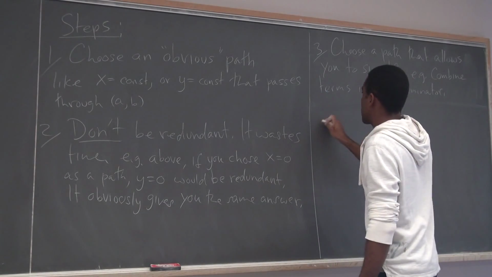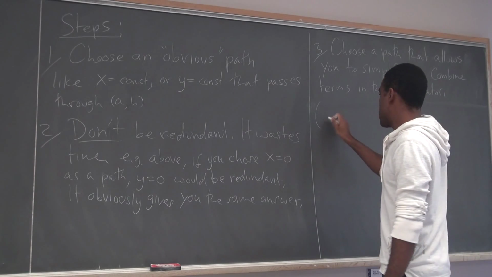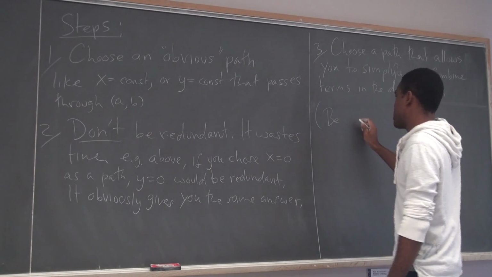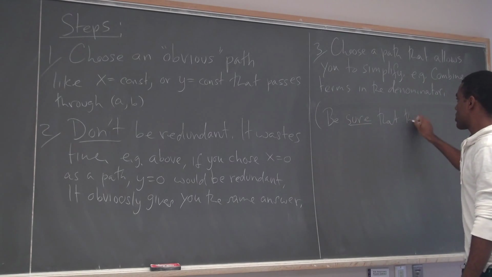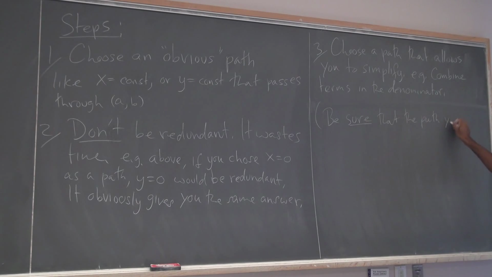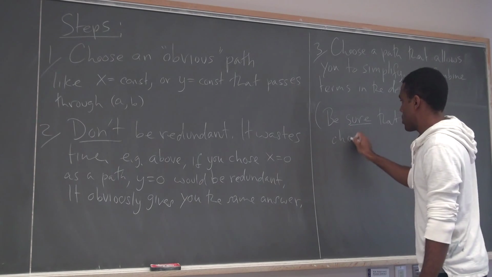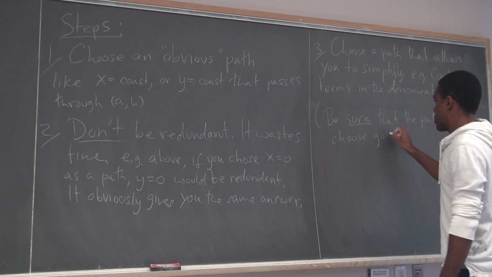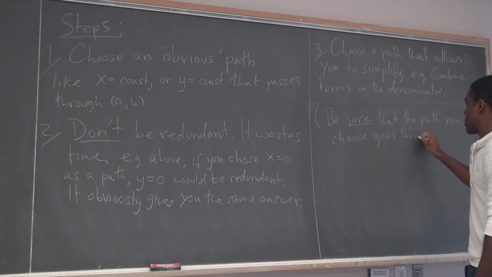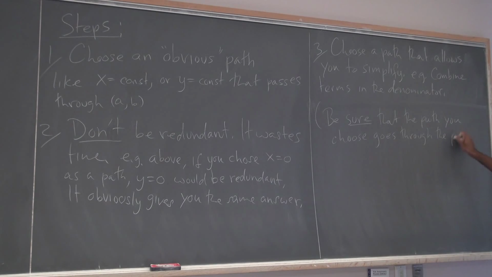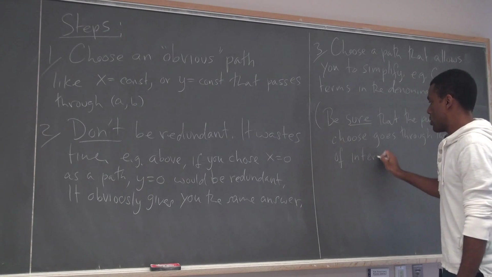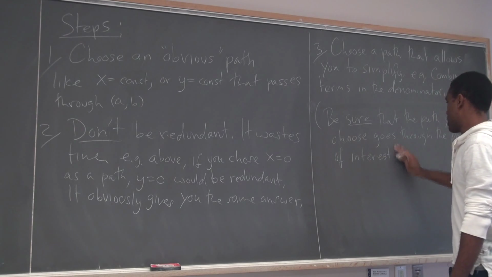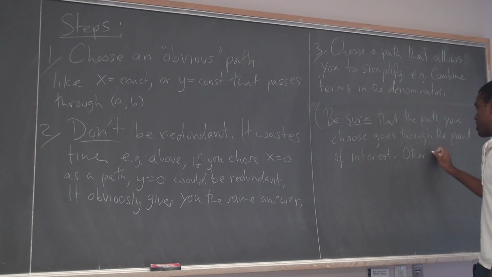One thing to make sure, no one mentioned this, but I have heard it mentioned before. Be sure that the path you choose goes through the point of interest. Right? Other paths are illegal because they don't really make any sense. Consider them illegal.